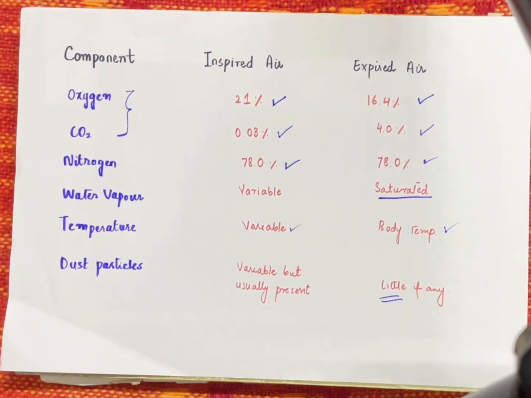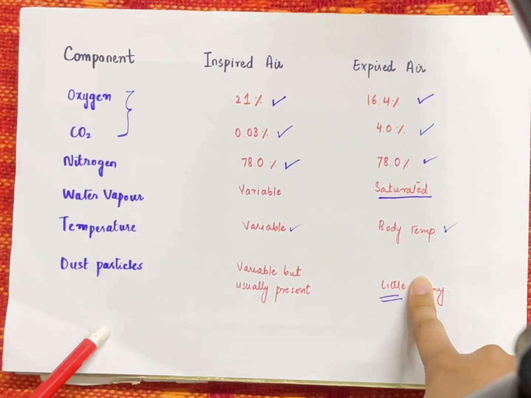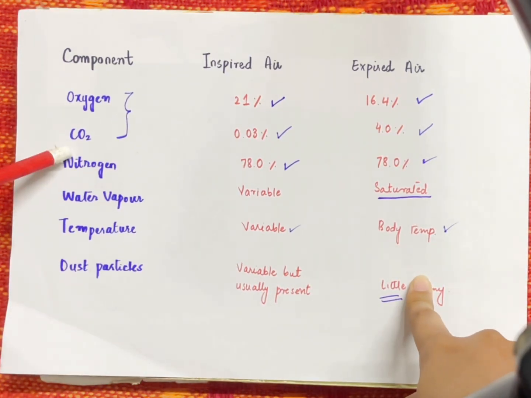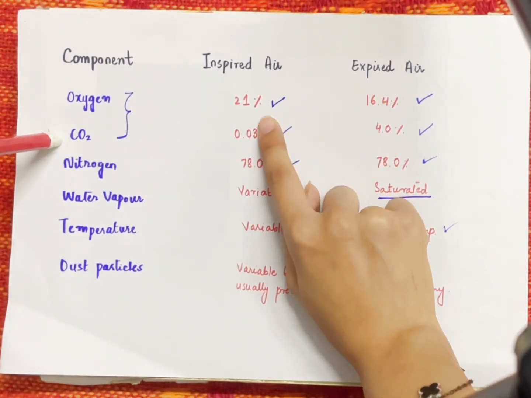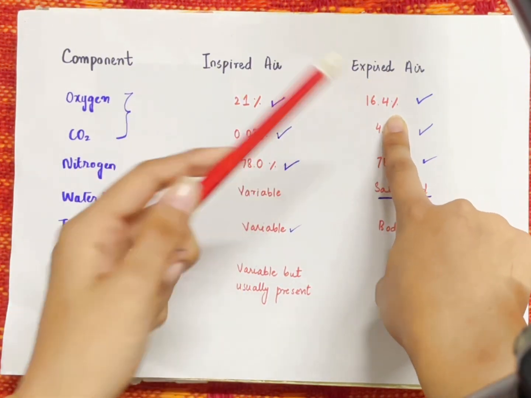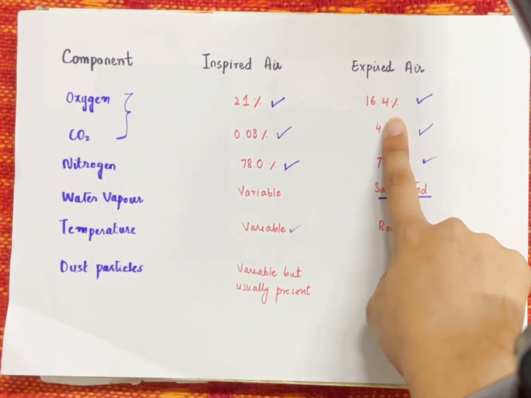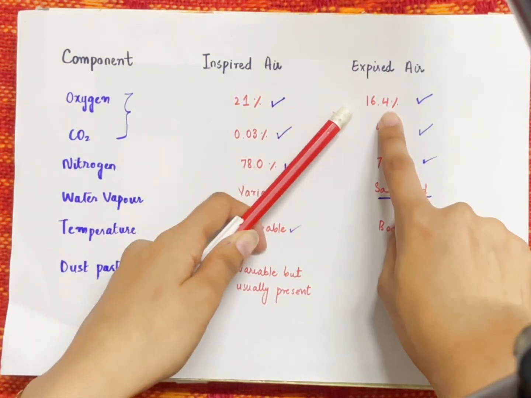Now, lastly, we're going to talk about the components and the percentages inspired and expired by the human body. When you talk about oxygen and carbon dioxide, the two major gaseous exchange molecules, the oxygen in the environment is 21% and in the expired air from the body it is 16.4%, which is almost a quarter less. In such a manner, we need to understand that the residue air inside the body is almost a quarter.